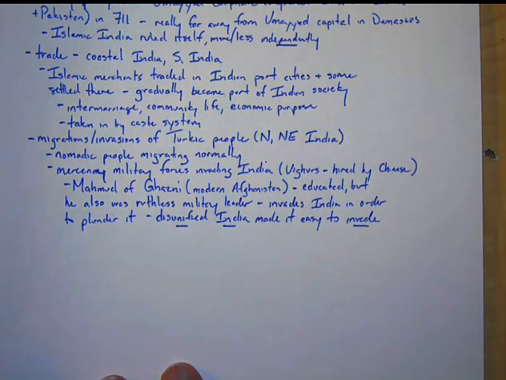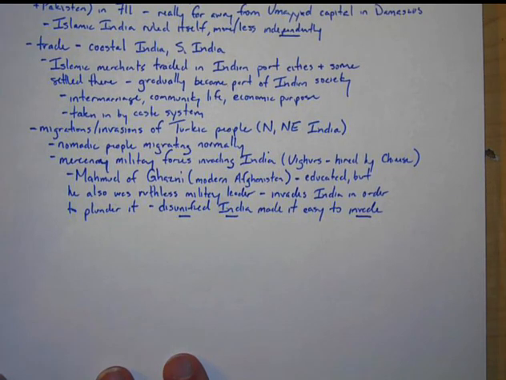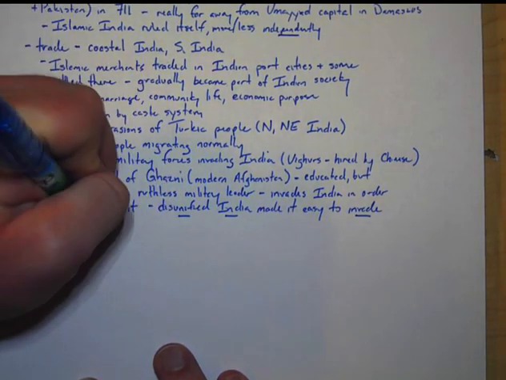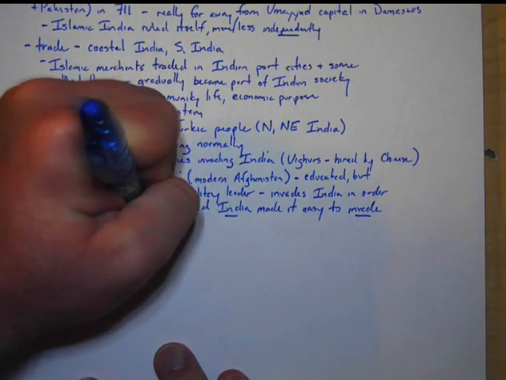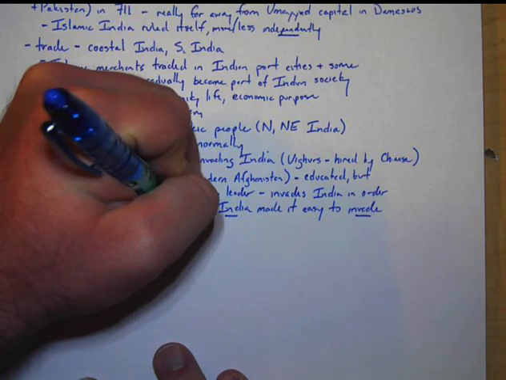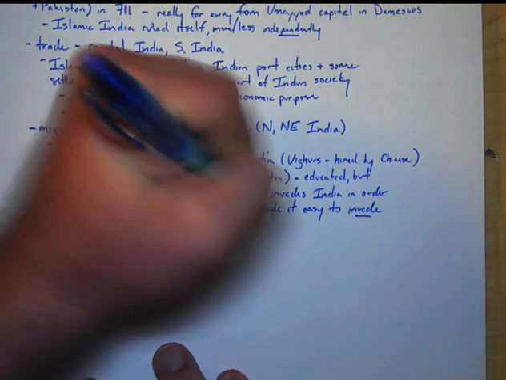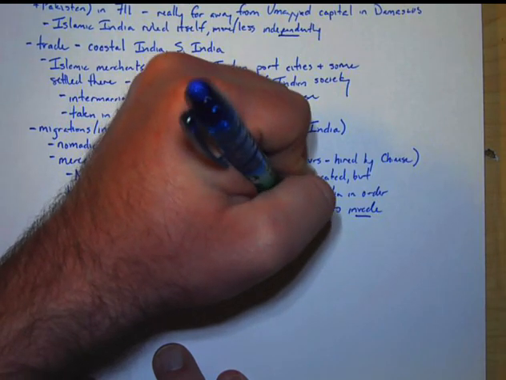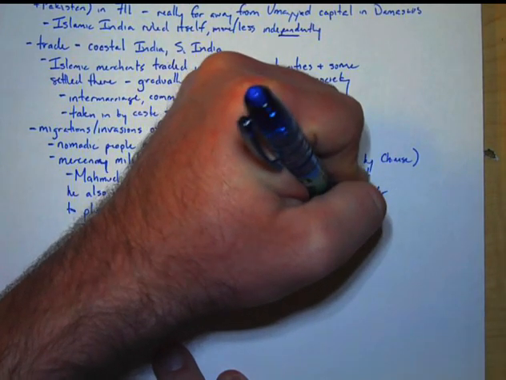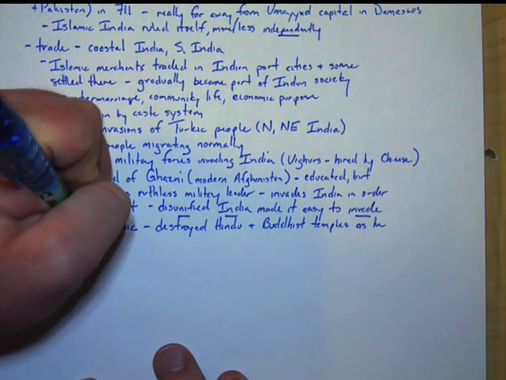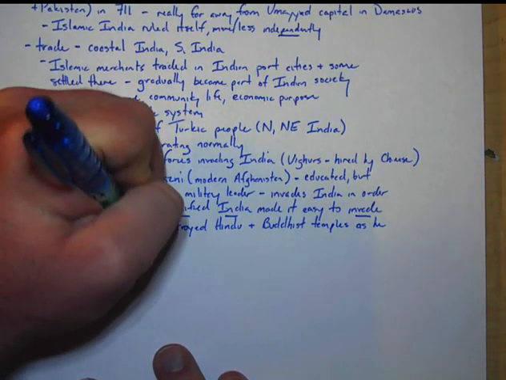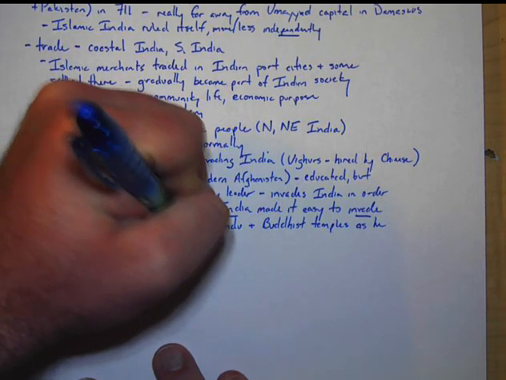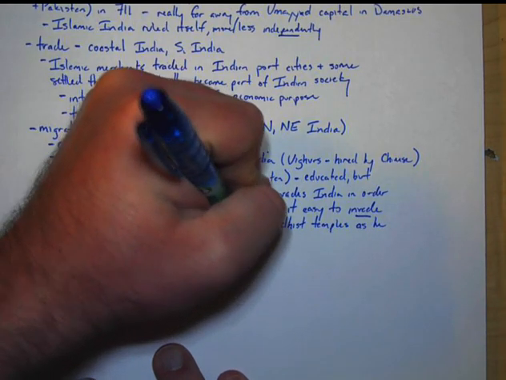Mahmud of Ghazni is really no different. He's just doing it before the British show up. Mahmud was Islamic, and he destroyed Hindu and Buddhist temples as he went, and built mosques out of the rubble.